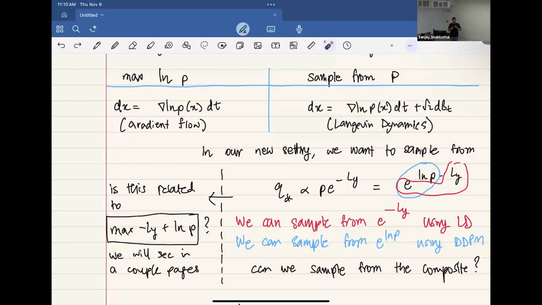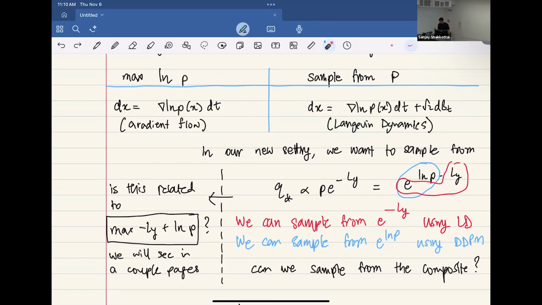Now, what we want to do is do both of them at the same time, right? We want to sample from the composite problem. And if you think about it, on the right we've got the sampling problem. The optimization problem is basically maximizing negative Ly plus log p. And you might wonder if there's something you can borrow from the optimization world, of optimizing this composite problem, towards just the sampling.